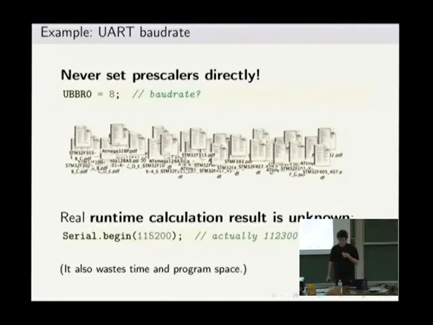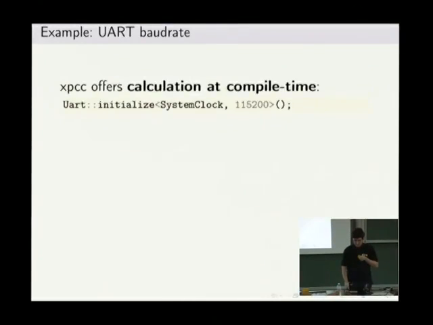In general, the solution to this is to calculate the settings at runtime. And that's okay, but you have no way of knowing whether the value that actually results is the value that you put in there. So, for example, in this example, it's not the baud rate that's in your code. It also wastes time and space. So instead, what we do in xpcc, we move the calculation to compile time using template magic and const expression functions.